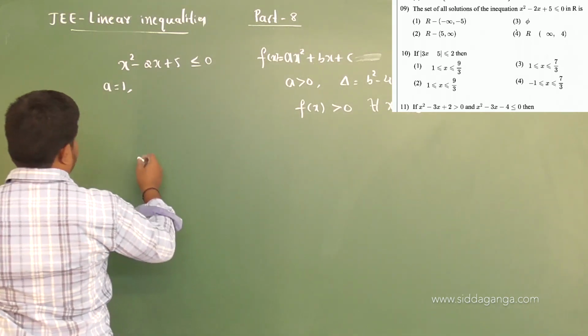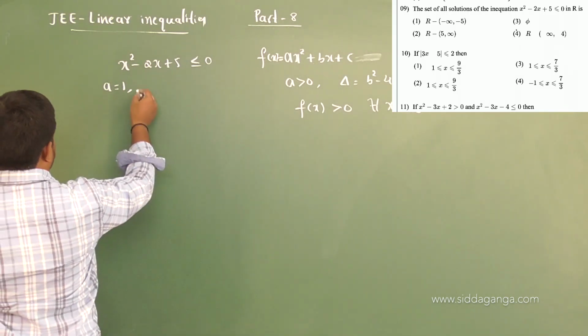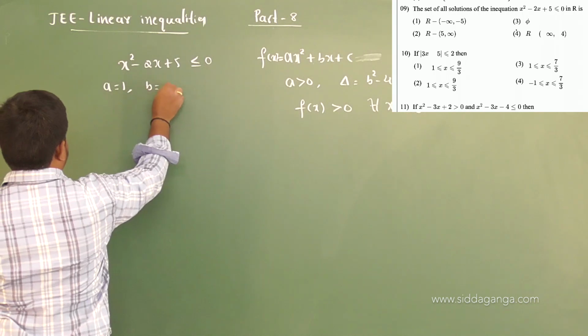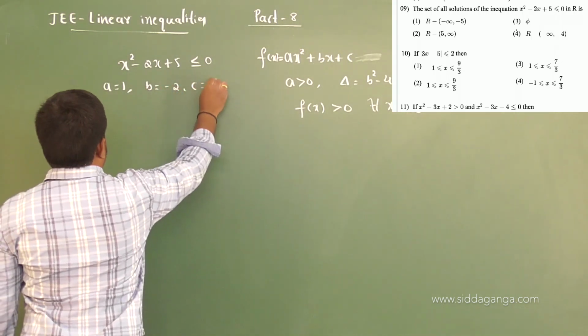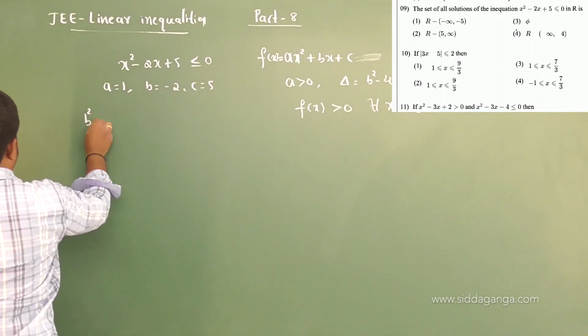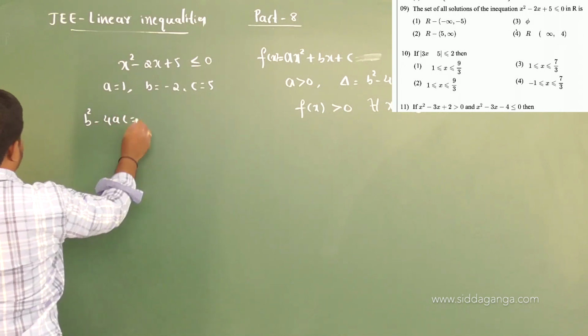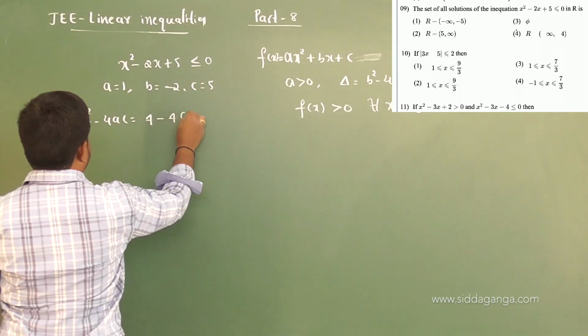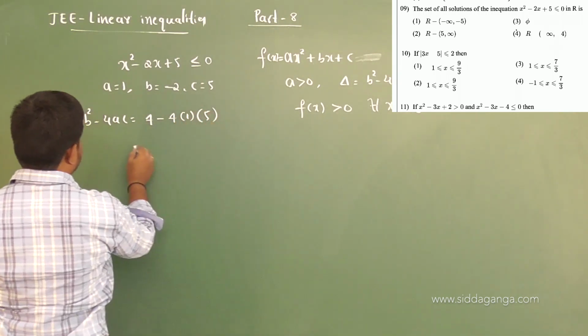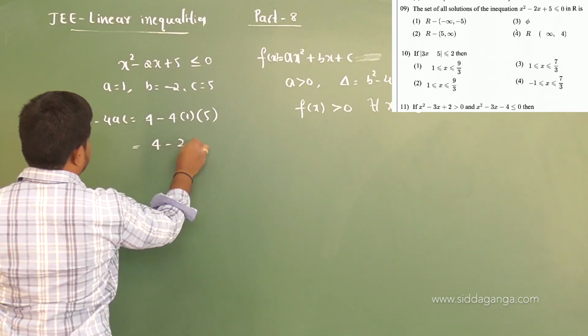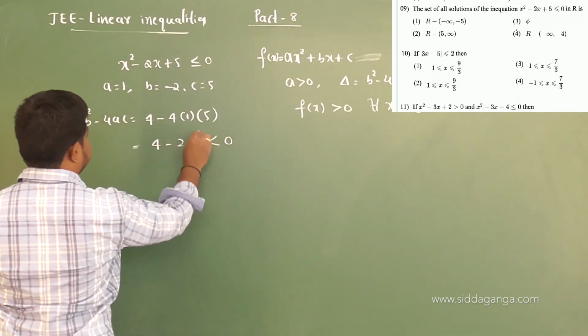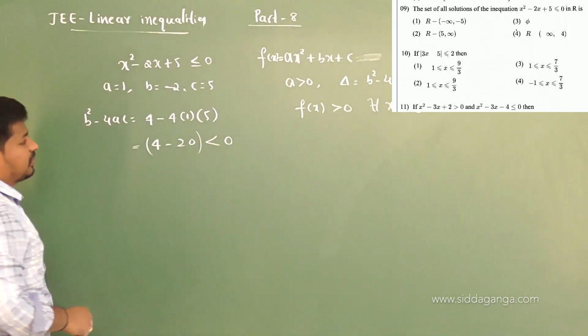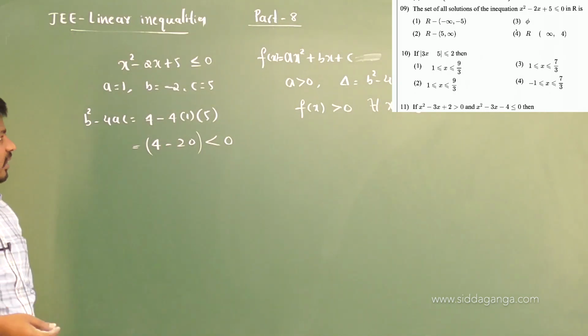Now, let me check the b square minus 4ac value. Here a is 1, b is minus 2, c is 5. So what is b square minus 4ac? B square is minus 2 square, that is 4, minus 4 into a into c. Anyway, 4 minus 20 becomes negative. So minus 16, that is negative.